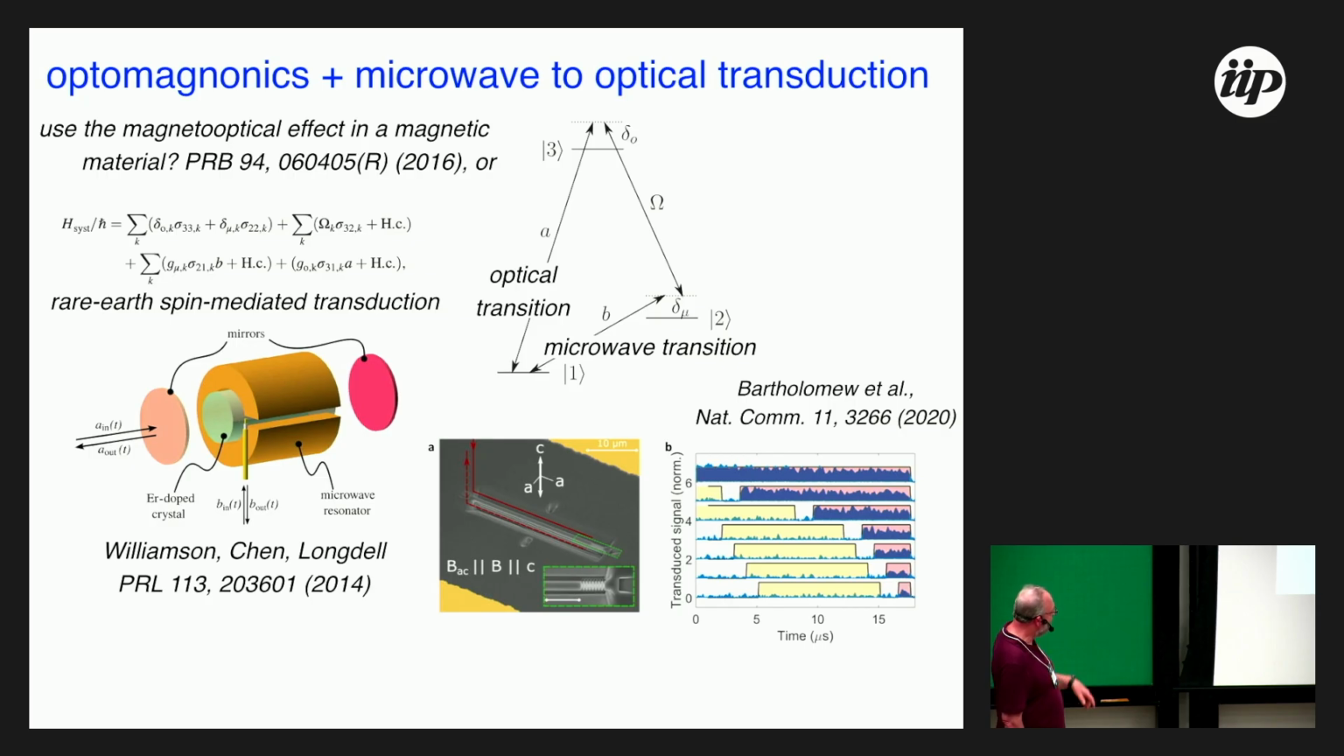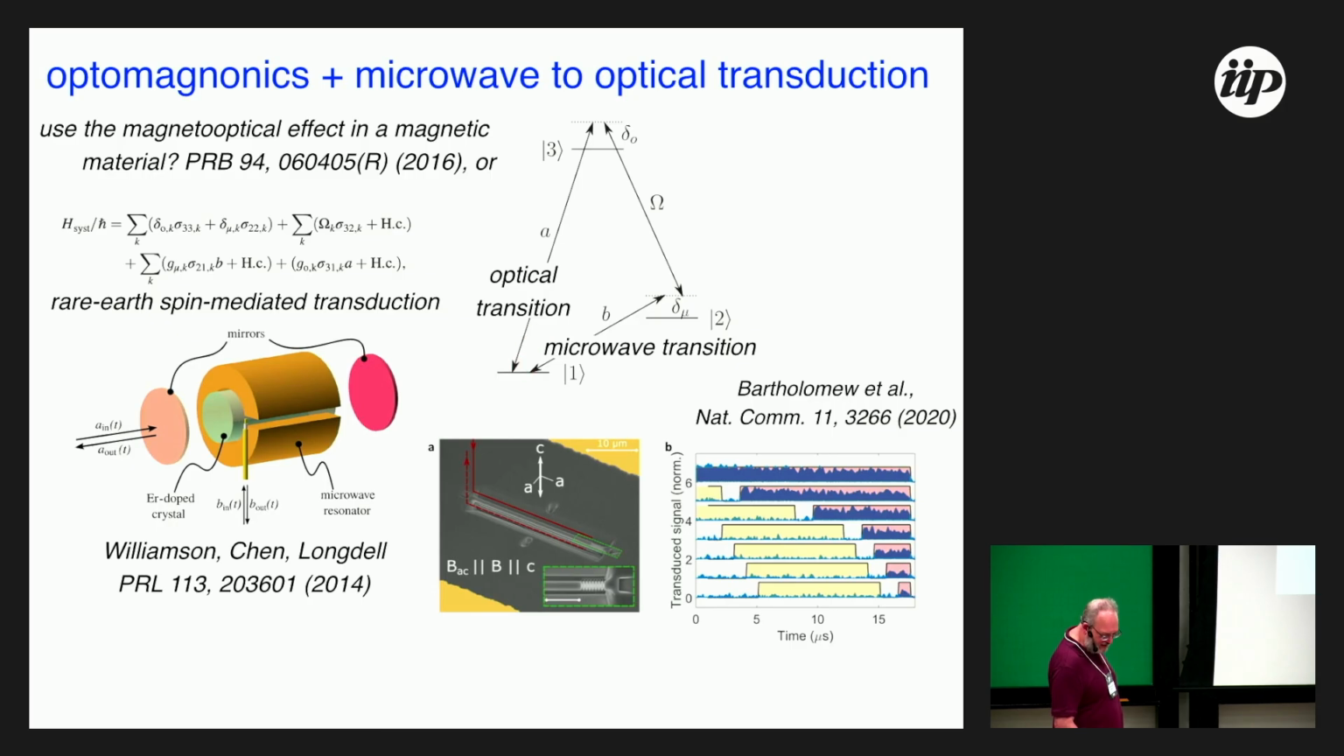So rare earth spin mediated transduction basically works this way. You have a rare earth atom, typically erbium. Erbium is the favorite because it has that 1.55 micron optical transition that connects with fiber optic lines. And the reason for that's pretty straightforward. That's because all of the light for those lines in the classical regime is generated by erbium lasers.